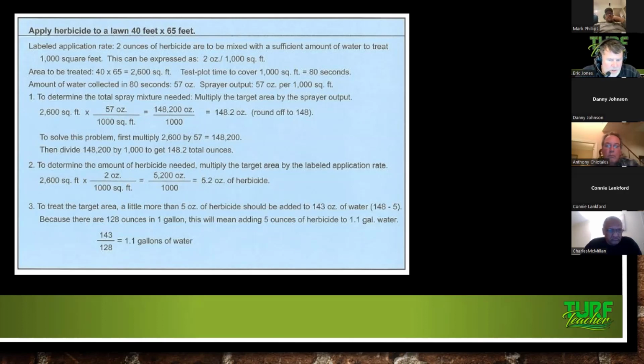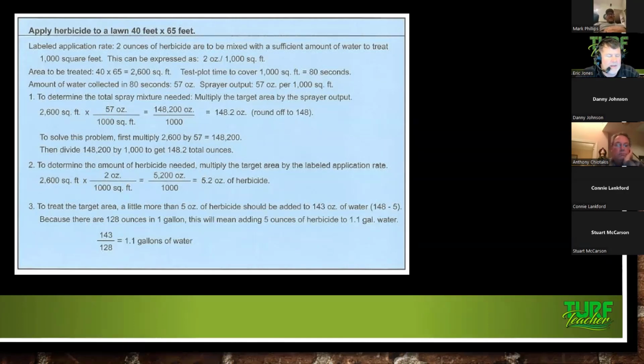Why are we only using 143 ounces of water? Because you got 5 ounces of herbicide. Exactly. Most people don't catch that. They're going to put in 148 ounces and then they're going to dump 5 ounces of herbicide. They've got a diluted mixture.